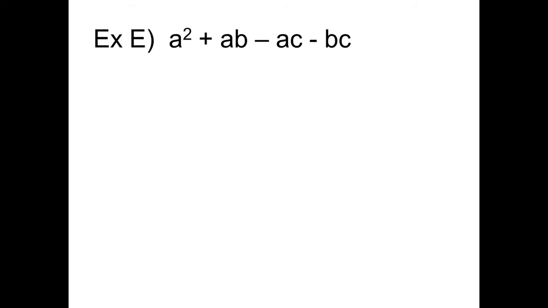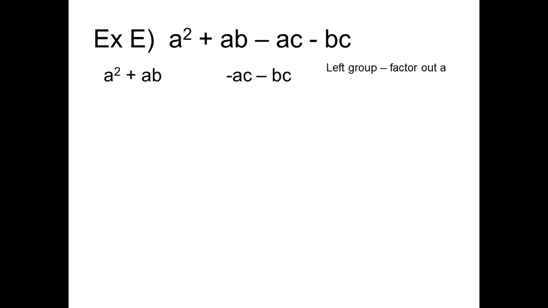This problem is very similar to our previous one. I'm going to go ahead and split it up into my two groups, just like we did on our previous example. I'm going to look at my left group first and notice that they have something in common. I'm going to go ahead and say that they have an A in common. So I'm going to factor out this A.